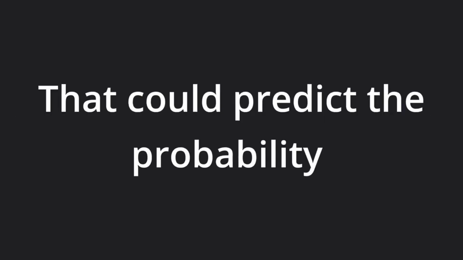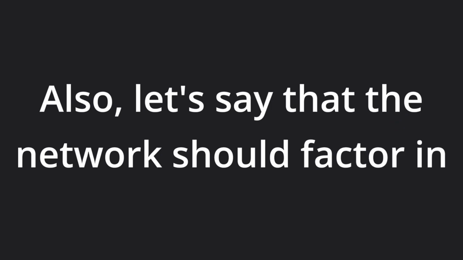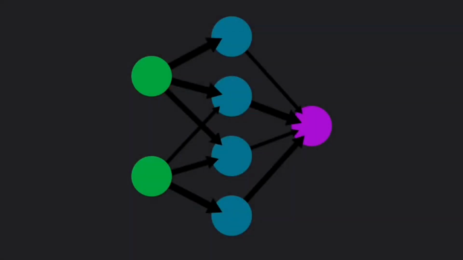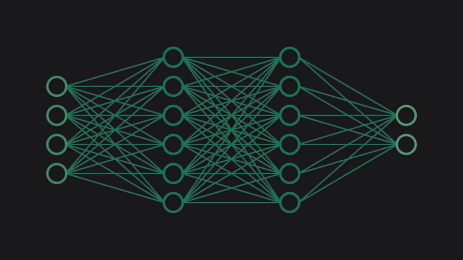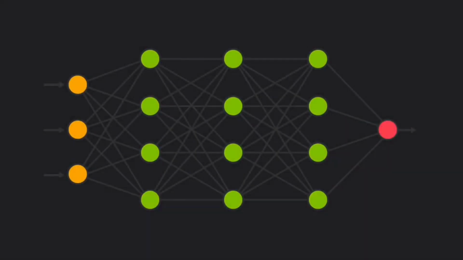Question 2. Let's say we want to create a neural network that could predict the probability that the next word in a live stream should be censored. Also, let's say that the network should factor in the previous 3 words. Here's option 1, here's option 2, here's option 3, and here's option 4.